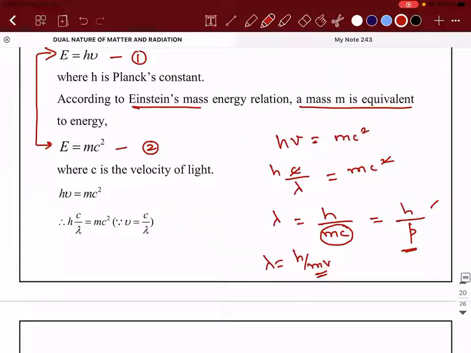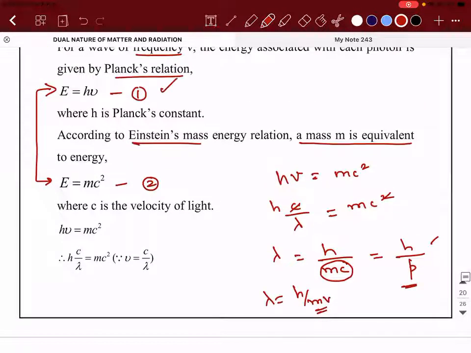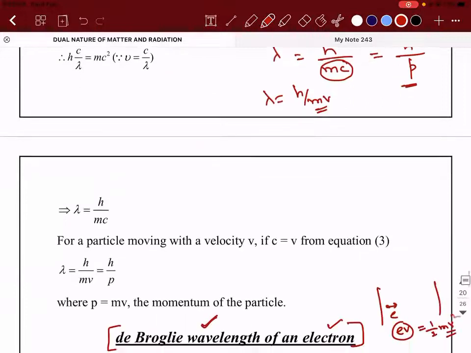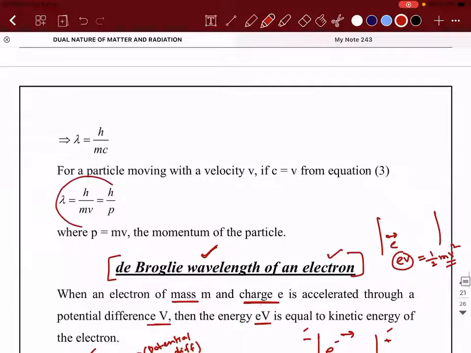Did you understand this derivation? Yes, sir. That's understood. Here he said E is equal to h nu is Planck's equation according to wave theory, and E is equal to mc square is Einstein's energy equation according to particle theory. So he equated wave nature and particle nature. Then he came to the expression lambda is equal to h divided by m into v. This expression I'm sure you would have seen in chemistry. If not, it's not a big deal. Now you have learned it. So lambda is equal to h divided by mv.